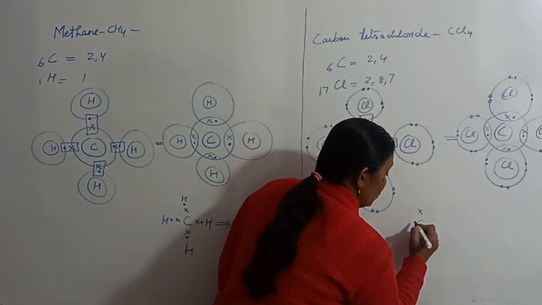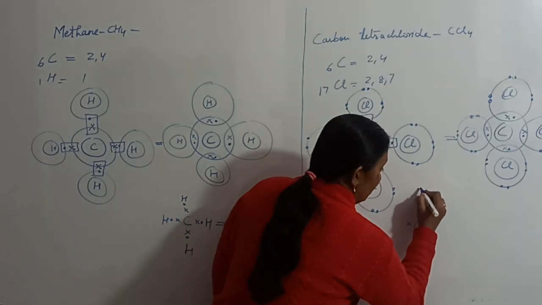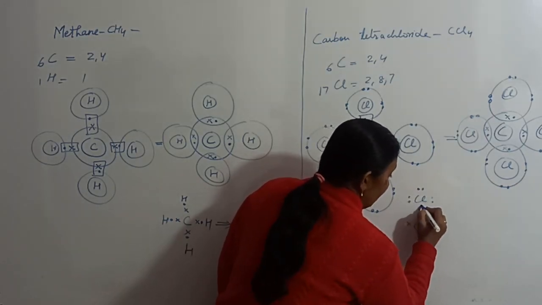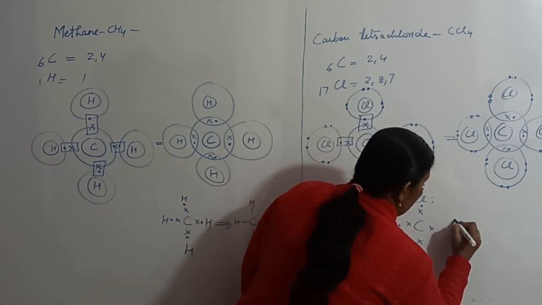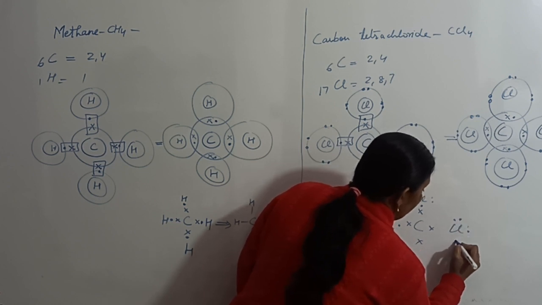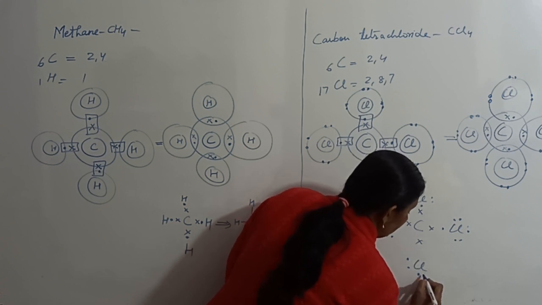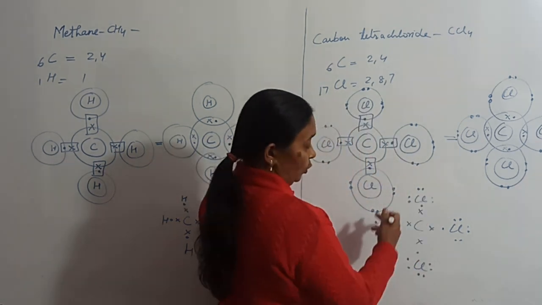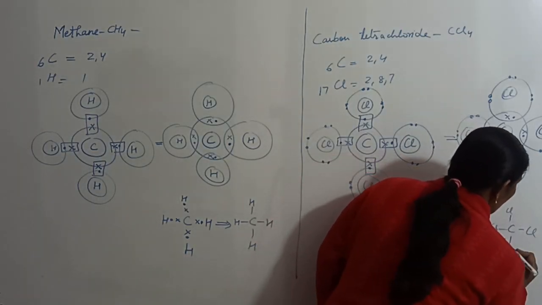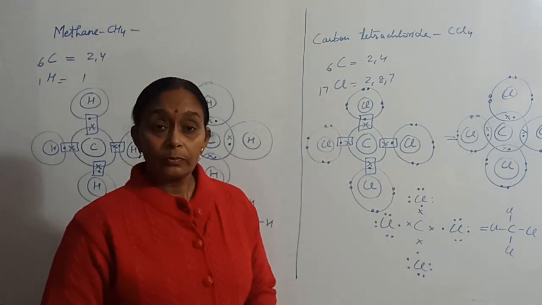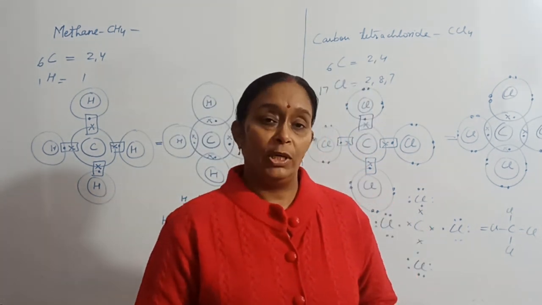You can simply show it by an electron dot structure also. Four carbon electrons, and each chlorine with 7 electrons: first, second, third and fourth chlorine. Like this, 4 chlorines have shared electrons. Carbon is forming 4 bonds with 4 chlorines to get the carbon tetrachloride molecule. Now children, this is all about the covalent molecules.